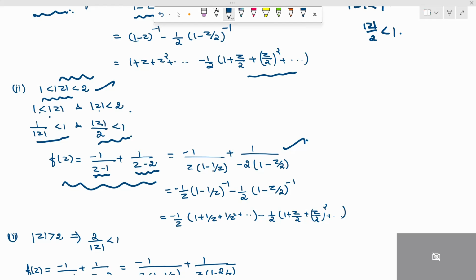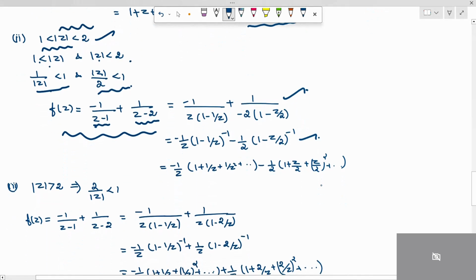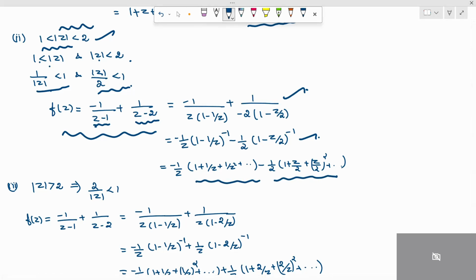And then as usual denominator value goes to numerator, it will be 1 minus 1 by z whole power minus 1, minus 1 by 2 into 1 minus z by 2 whole power minus 1, and then apply the binomial expansion formula. We are getting the series like this. Okay, 1 minus x whole power minus 1 formula form. Okay, 1 plus 1 by z plus 1 by z square, here also 1 plus z by 2 plus z by 2 whole square plus etc.